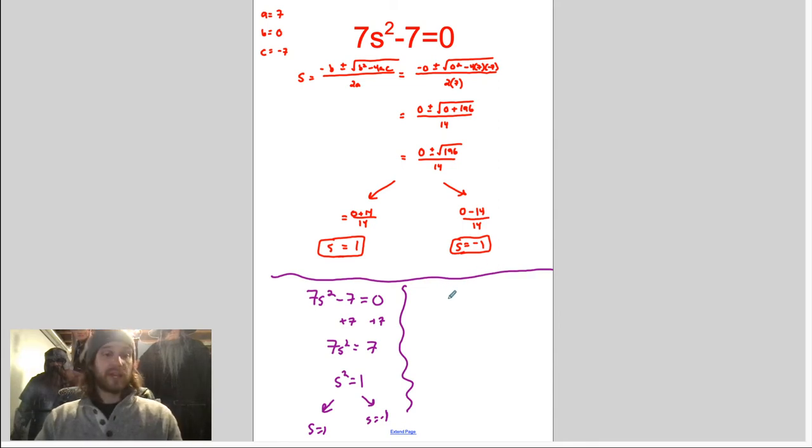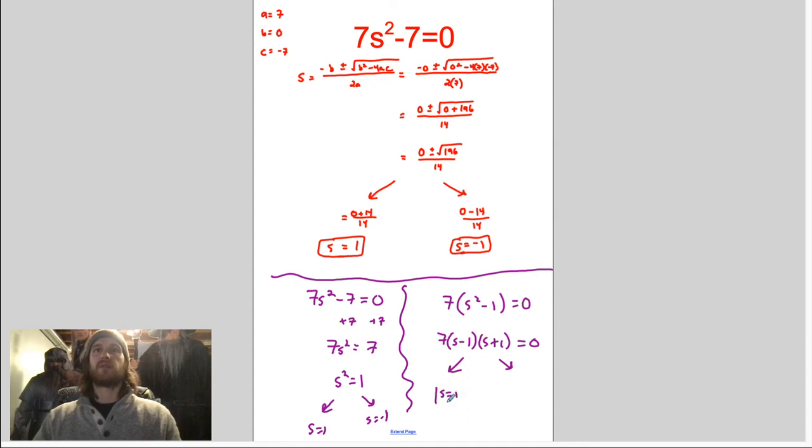Or, if you're really feeling crazy, you could pull out a GCF and write this as 7 times s squared minus 1. Hey, look at that. That's a difference of squares. This is 7 times s minus 1 times s plus 1 equals 0. We could ignore the 7, so just s minus 1 equals 0. So we'll get s equals 1 using the zero product property, and s equals -1. This one's definitely the one you should want to do, if you're clever and you realize that b equals 0. If not, quadratic formula works. Cool.